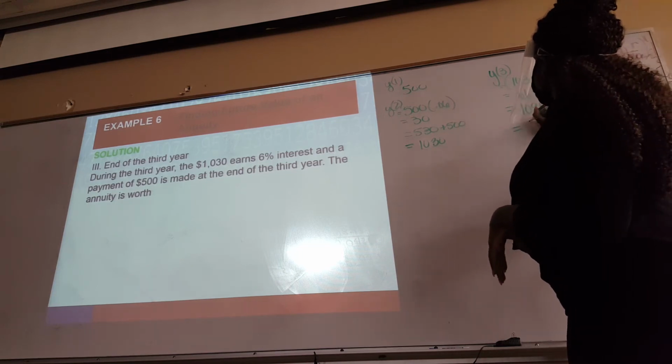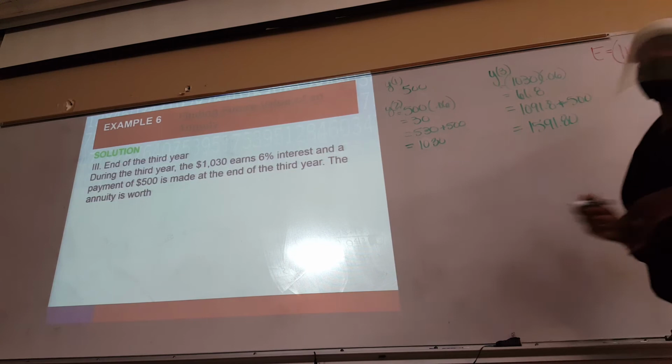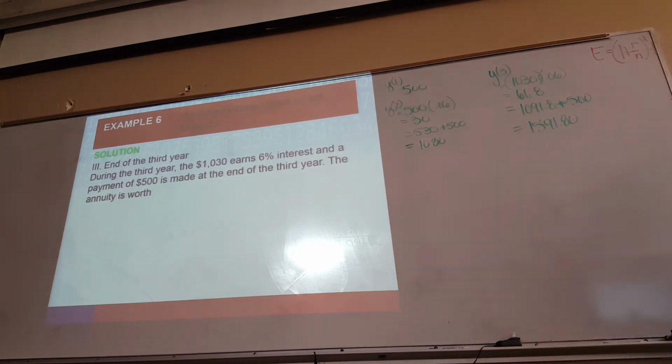So at the end of 3 years, you should have $1,591.80. Where 500 is what you saved, and the $91.80 is interest that you accrued over the time.